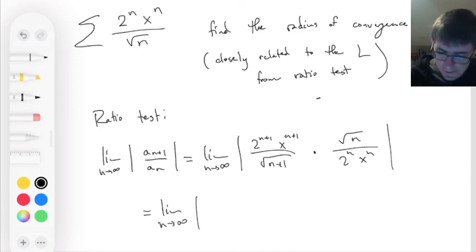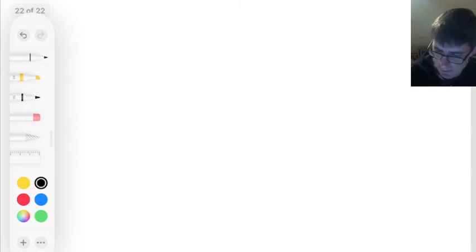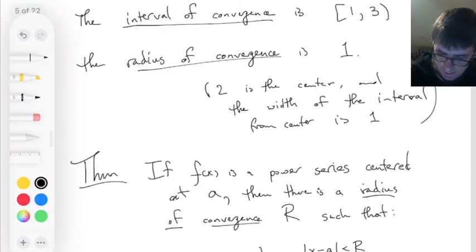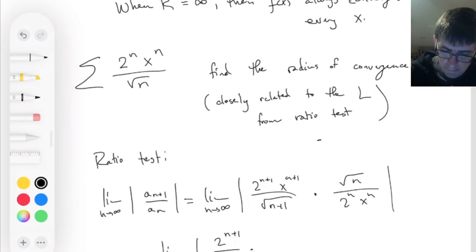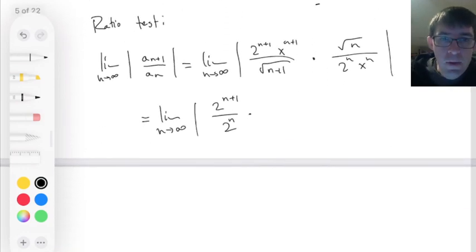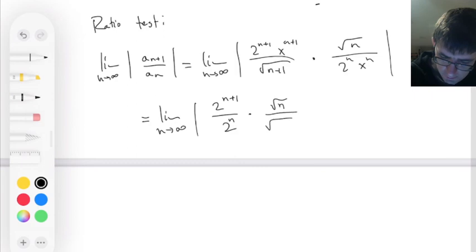Still keep the absolute values for now. Let's put the 2's. 2 to the n plus 1 over 2 to the n, all right? And then times, how about the square root things? The square root things, root n over root n plus 1. And then the x things, x to the n plus 1 over x to the n. All right.